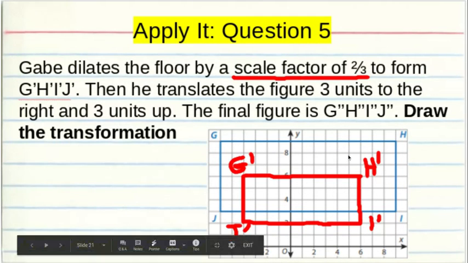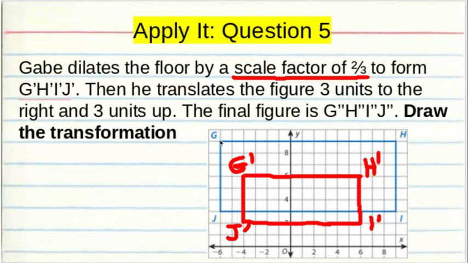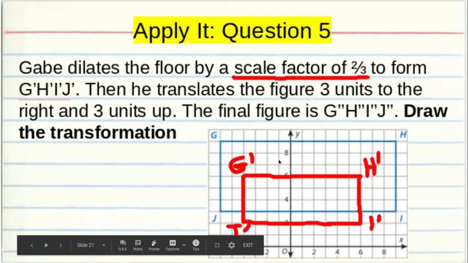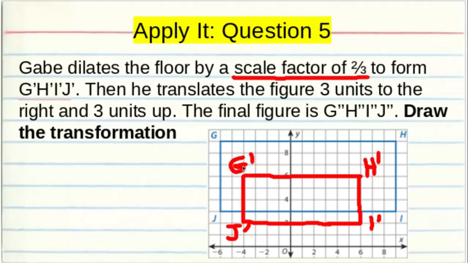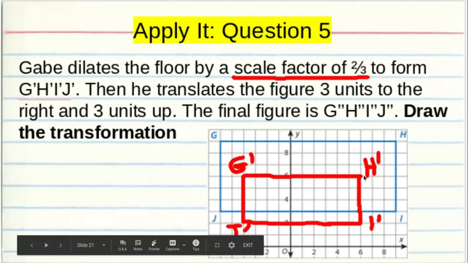So again, the first step we're going to do is we're going to multiply each of our points by that scale factor of 2 over 3. So G here, we're going to take this point, which is at negative 6, 9, and take that negative 6, multiply by 2 over 3 to get negative 4. And then we're going to take that 9 and multiply by 2 over 3 and get 6. So here's our G prime. H is at 9, 9, so we would take each of those by 2 over 3 and get 6, 6.